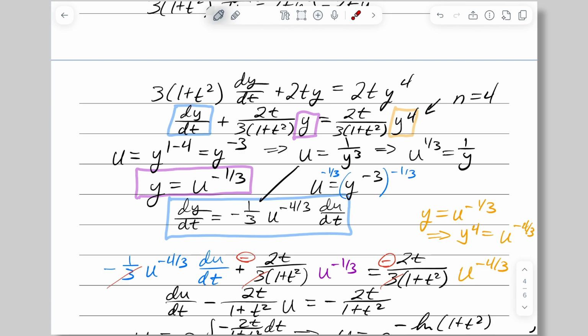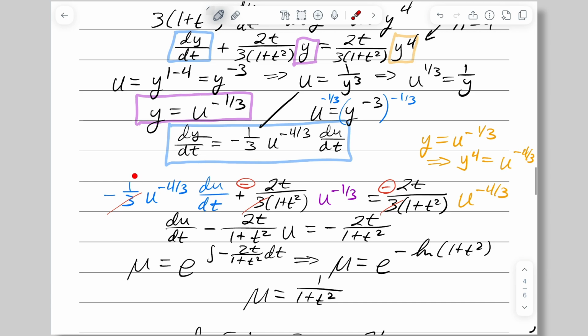Let's see how we did. And wow, that got colorful, didn't it? If y is equal to u to the negative 1/3, then dy/dt is negative 1/3 u to the negative 4/3 times du/dt using the power rule and the chain rule. We can then substitute dy/dt using what I just read. y gets substituted with u to the negative 1/3, and then we need to substitute y to the fourth on the right-hand side, and since y is u to the negative 1/3, y to the fourth power is u to the negative 4/3. So that's what we have on the right-hand side.